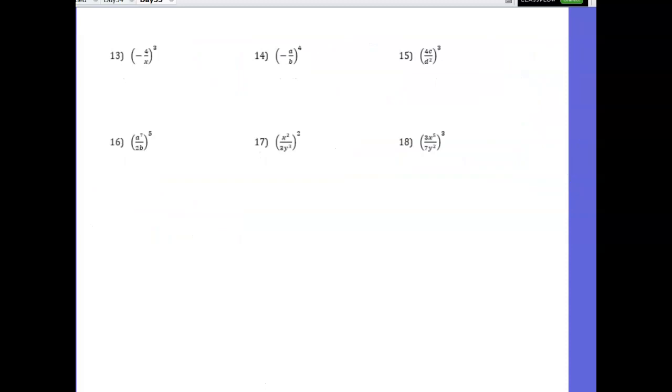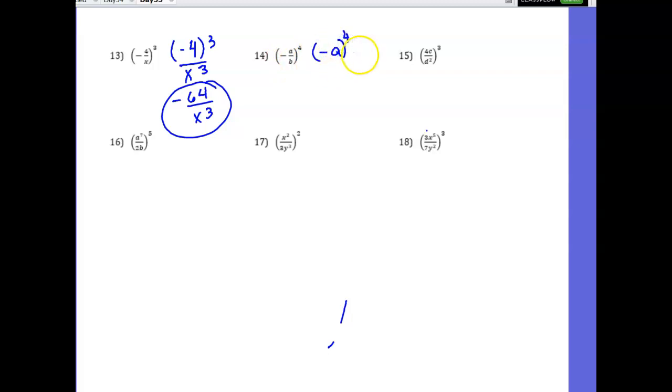All right, 13, we've got negative 4 cubed, and x cubed. Okay, when we evaluate, negative 4 cubed is negative 64 over x to the third. Okay, 14, we've got a negative a, so we can say negative a to the 4th power. Now a negative to an even exponent is going to be positive. So then we've got that divided by b to the 4th. So we can just write this as a to the 4th divided by b to the 4th.